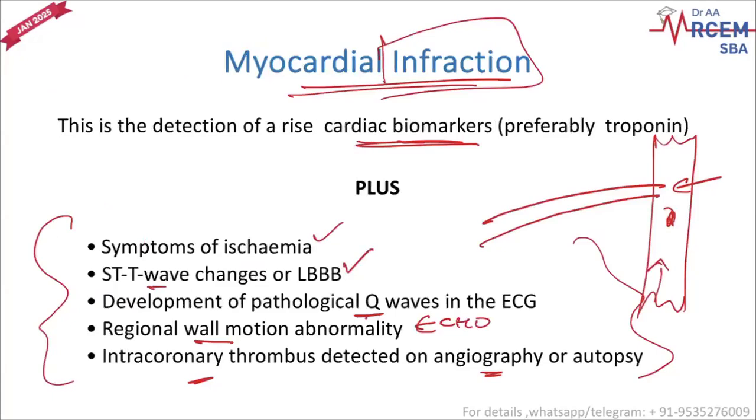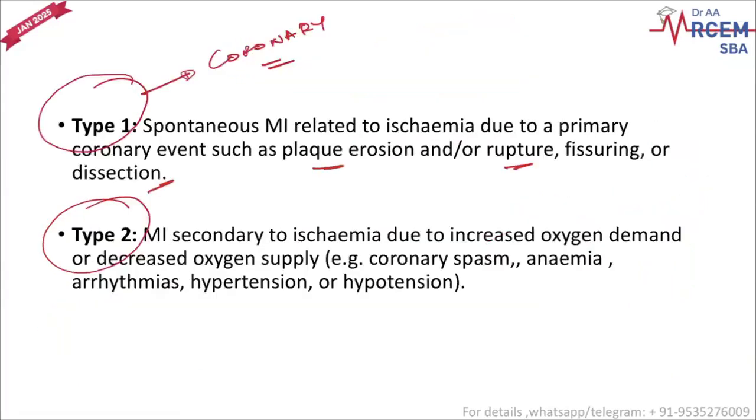Blood supply to the myocardium can be decreased because of other reasons also, like anemia. The number of RBCs has reduced, so the oxygen carrying capacity of your blood has reduced. So the oxygen supply to the myocardium has reduced. That also can cause myocardial infarction. A severe anemia can lead to a myocardial infarction. Coronary vasospasm because of cocaine can lead to a myocardial infarction.